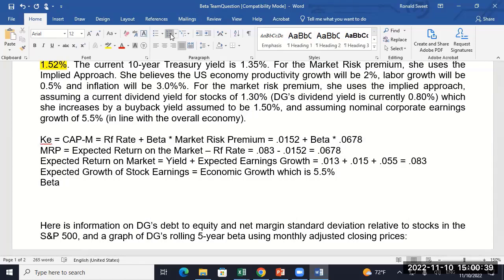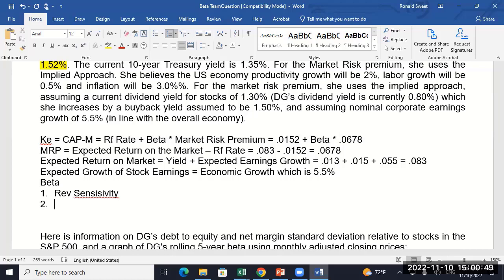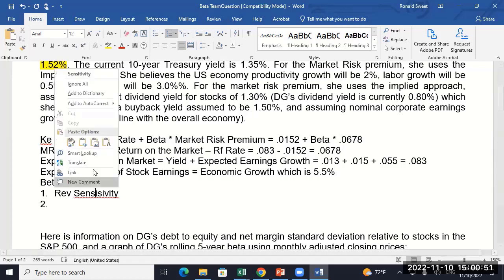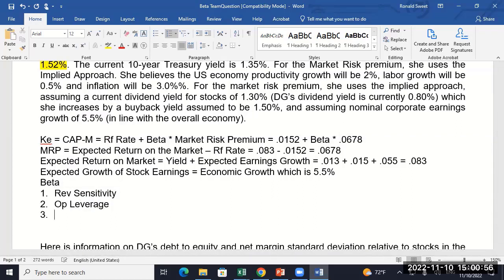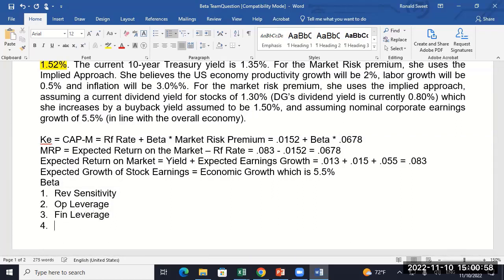So we have 4 steps. Someone tell me the 4 steps. Can anybody remember off the top of your head? Revenue sensitivity. Yeah, operating leverage. Financial leverage. And then look at the history. All right. So first of all, on revenue sensitivity, is this a defensive or cyclical company? Dollar General, is it pretty obvious? Definitely defensive.